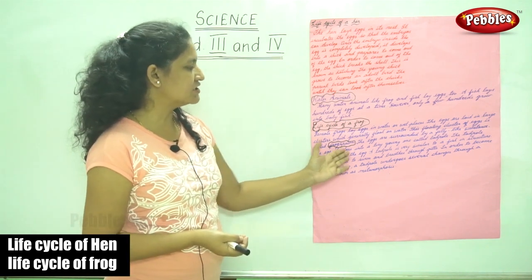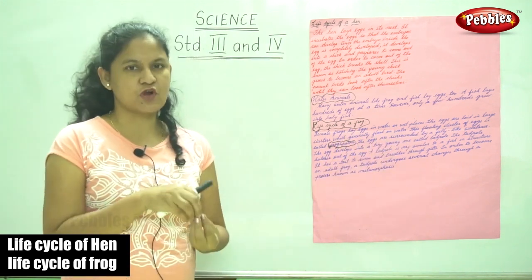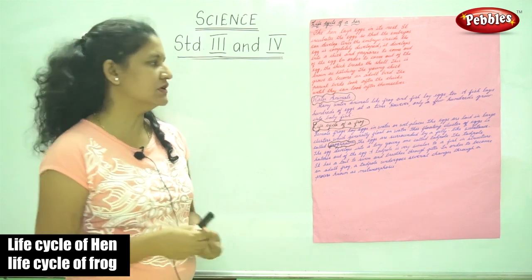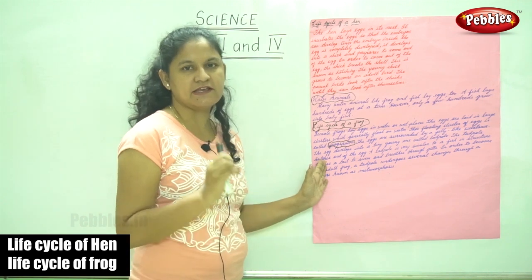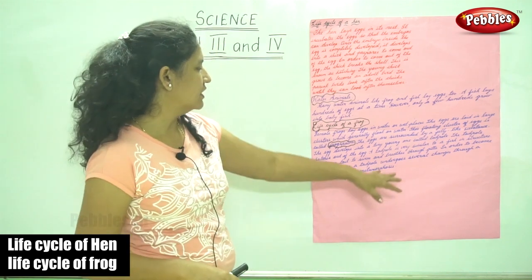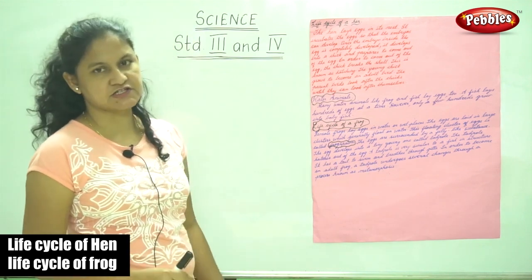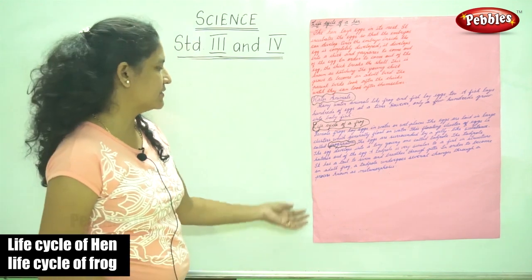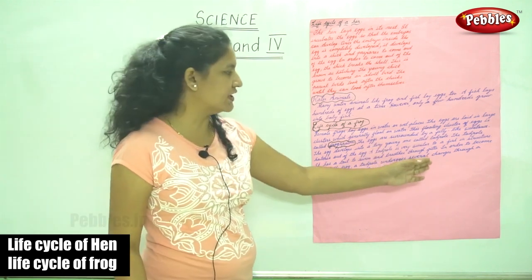The egg develops into a tiny young one called a tadpole. From an egg, it develops into a tadpole. The tadpole hatches out of the egg. It comes out of the egg. A tadpole is very similar to a fish in structure. So the structure of a tadpole is similar to a fish. It has a tail to swim and breathes through gills.